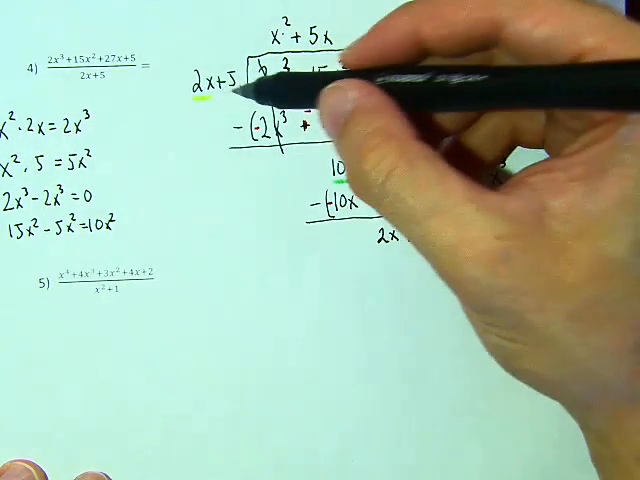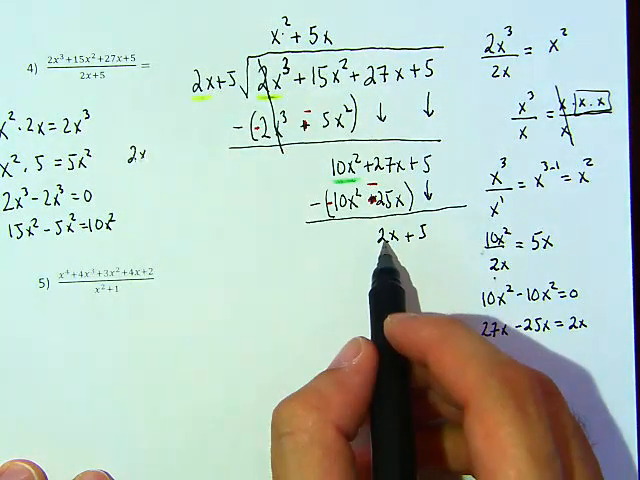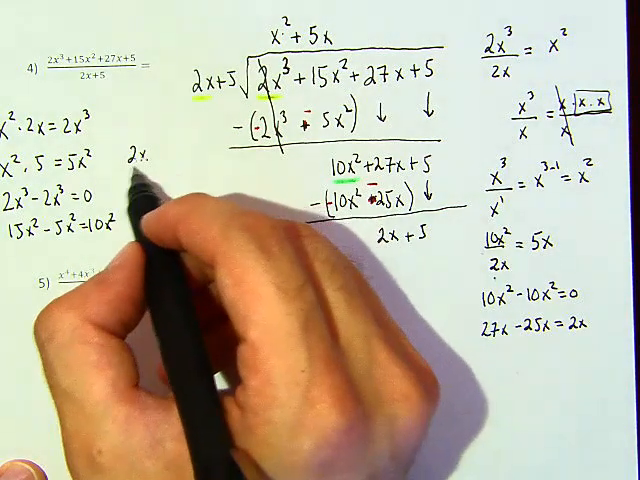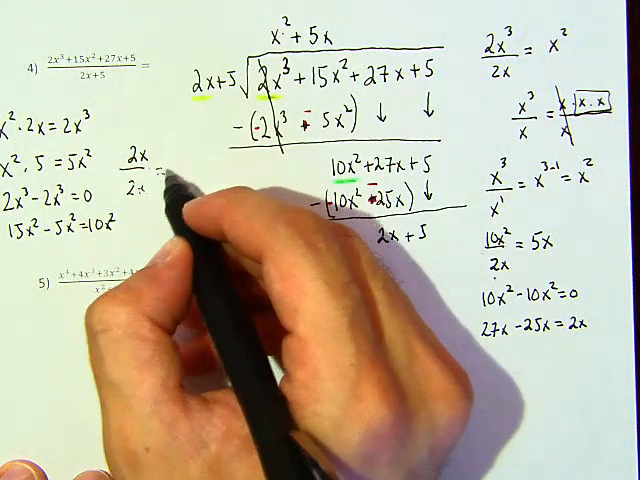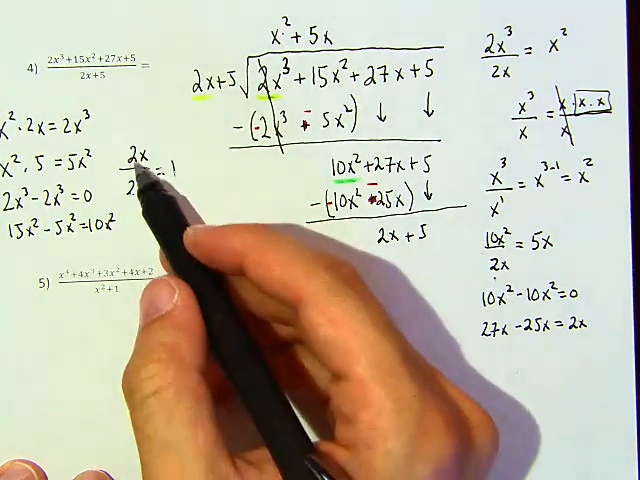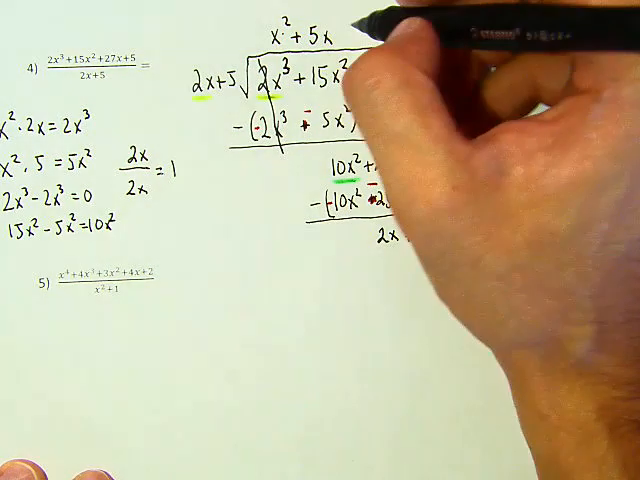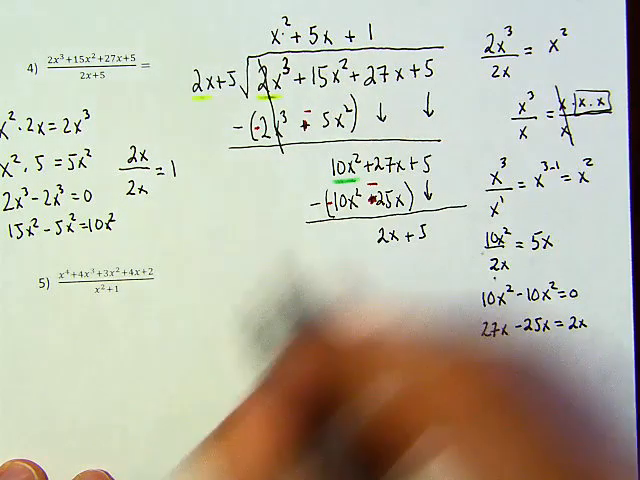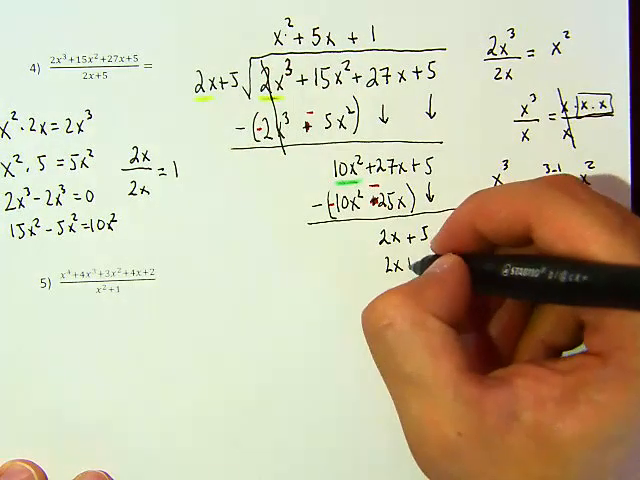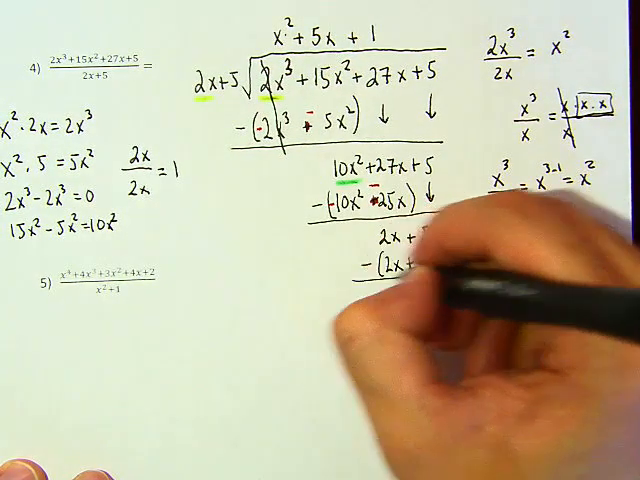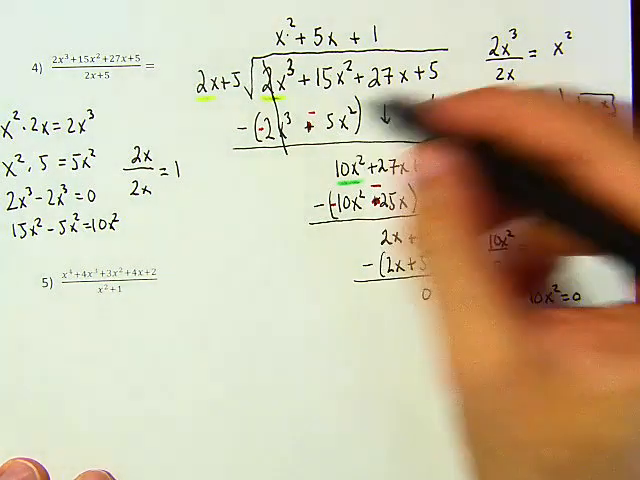So now, how many times does 2x go into 2x? What's the algebra? This 2x goes on the top, this 2x goes on the bottom, and that's equal to just 1, right? Because 2 divided by 2 is 1, x divided by x is also 1. So this is just 1. Then I boomerang: 1 times 2x is 2x, 1 times 5 is 5, parentheses subtract, and now I have 0, okay? And that's it, we're done.